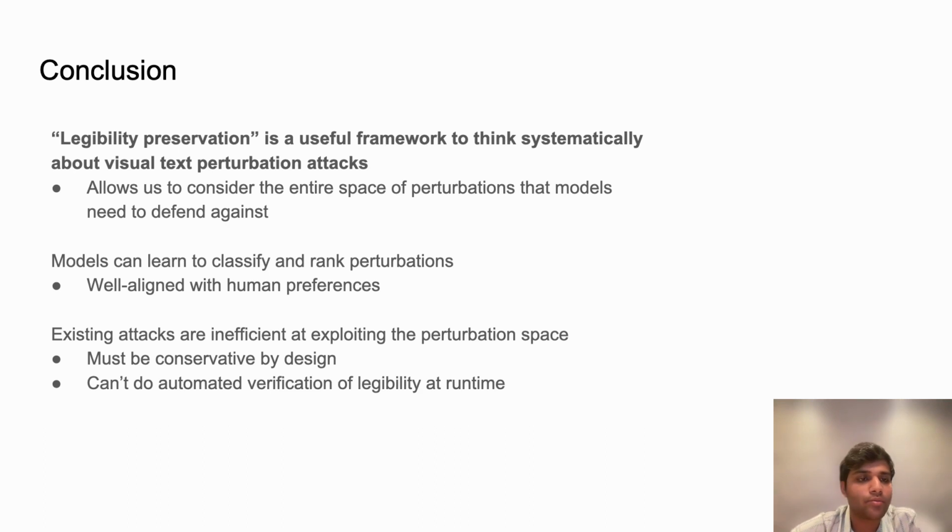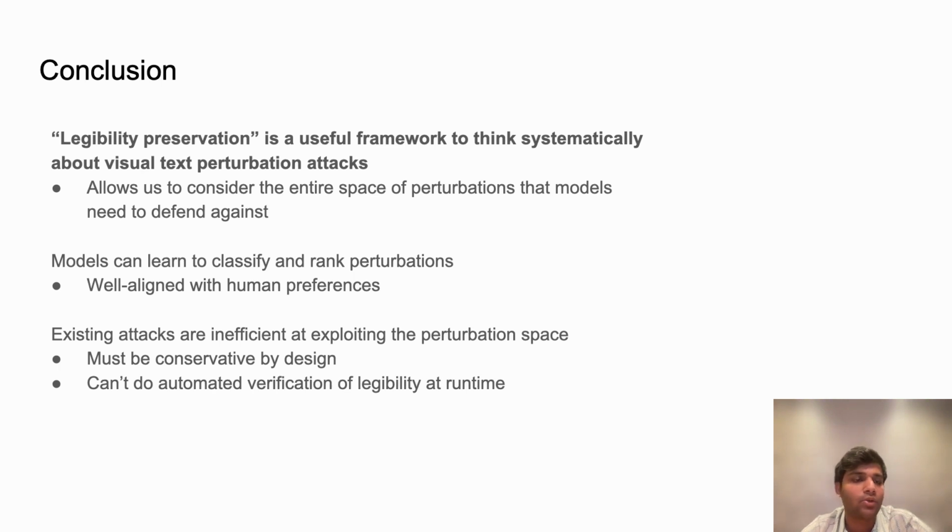So in conclusion, we find that legibility preservation is a useful framework to think systematically about visual text perturbation attacks, because it allows us to consider the entire space of perturbations that models need to defend against. And we think that future research in this area should strongly consider orienting itself using this framework of legibility. Now, we also established that models are indeed able to learn to classify and rank perturbations in a way that's well aligned with human preferences.